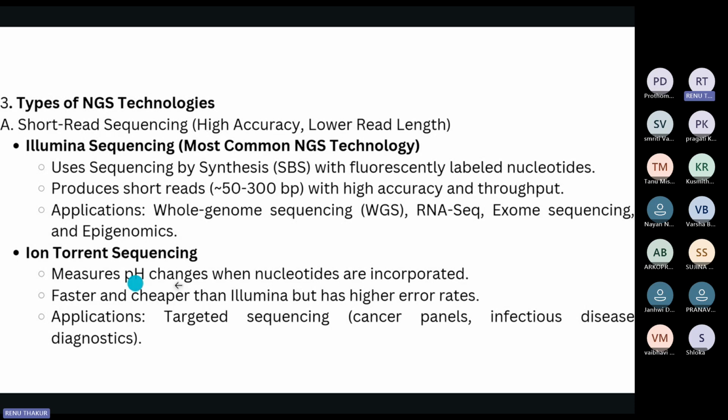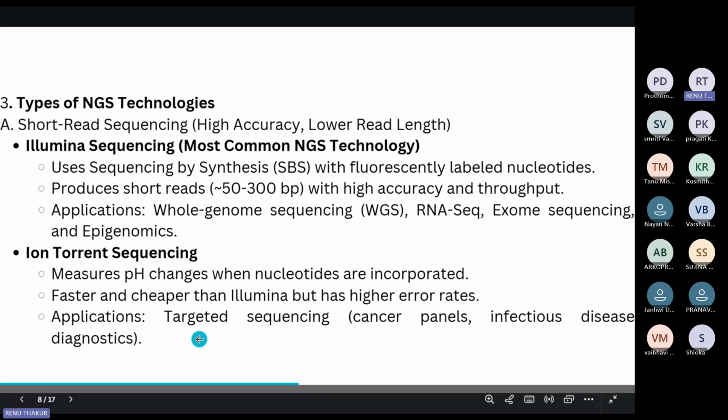It measures the pH changes when nucleotides are incorporated. It is faster and cheaper than Illumina, but has higher error rates. So the applications are in targeted sequencing, that is in cancer or infectious diseases diagnostics.